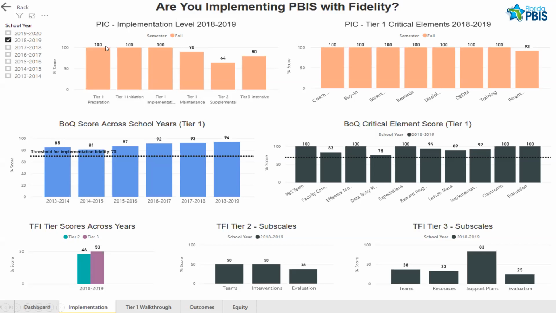But they can also use information from their mid-year pick surveys to monitor the progress or the fidelity quality throughout the school year, and to ensure that there aren't any gaps in those as they get into the final school year.